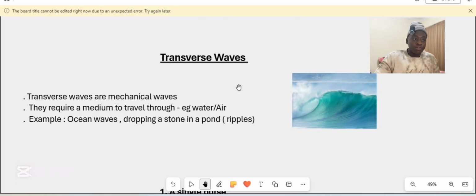Today we are on the topic of the transverse wave. From our last video, the introduction video, I hope you understood that transverse waves are mechanical waves. So they require a medium to travel through, for example, water or air, such as sound waves. Examples of transverse waves can be ocean waves, as you can see. And imagine taking a stone and dropping it inside a pond, and the ripples that will show. Those are also examples of transverse waves.